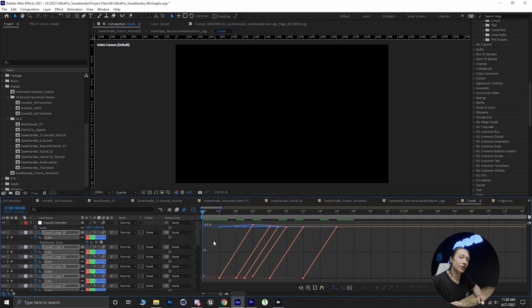All right, so the snapping tool in the graph editor is pretty straightforward. Basically, what it allows you to do is snap your keyframes in your graph editor to spots that the computer thinks would help you most.